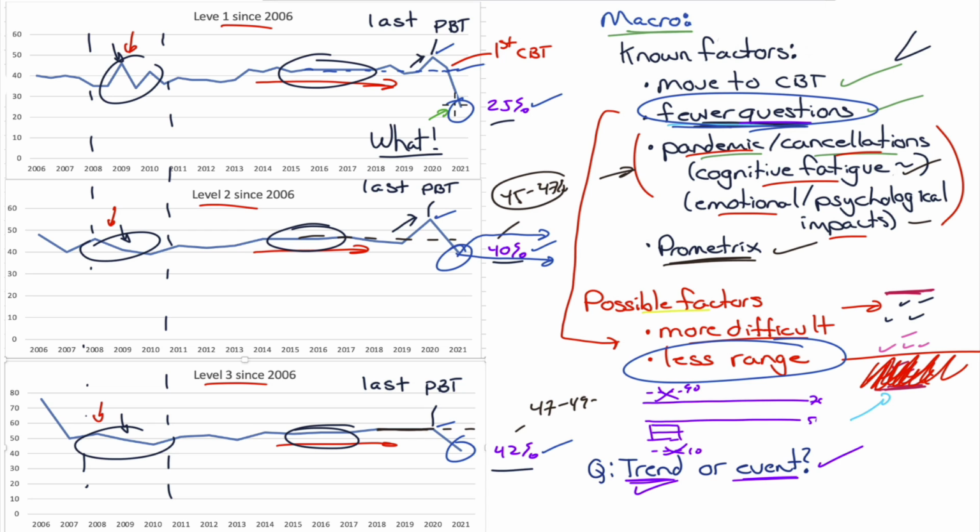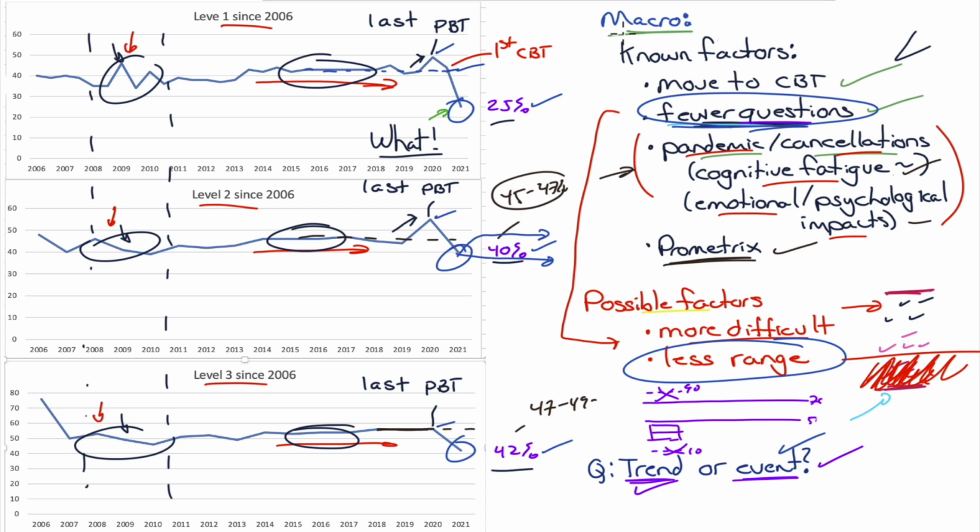Now, if they're trends, then we can look for why the Institute would make the exam more difficult. We can look for the whys at that point. But trying to find the whys for an event doesn't make a lot of sense because it is an event.